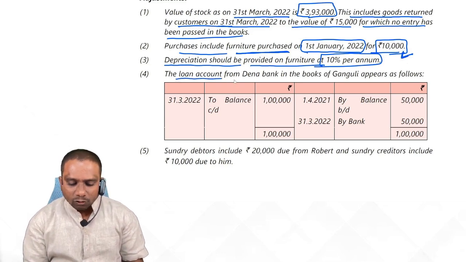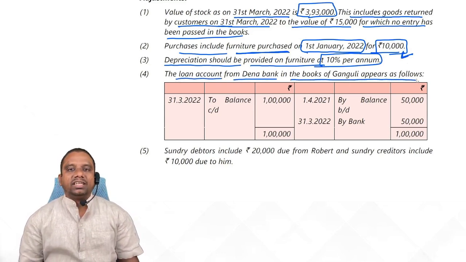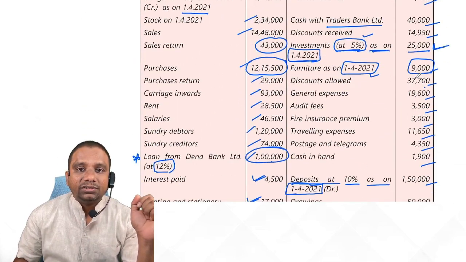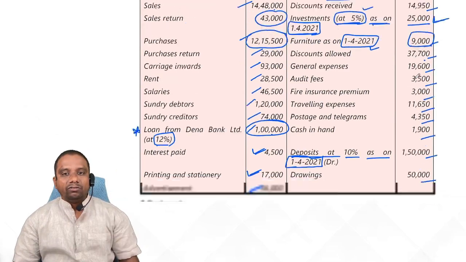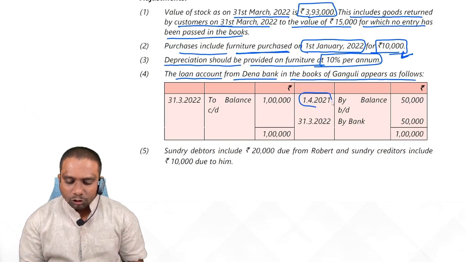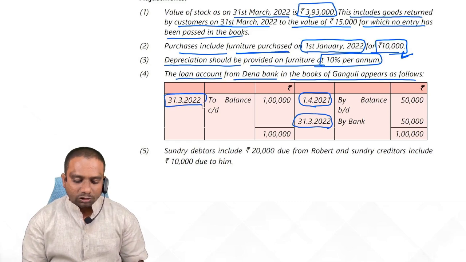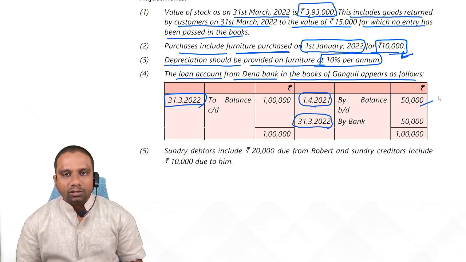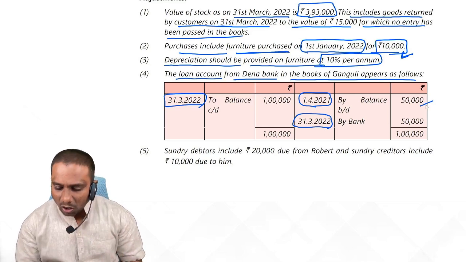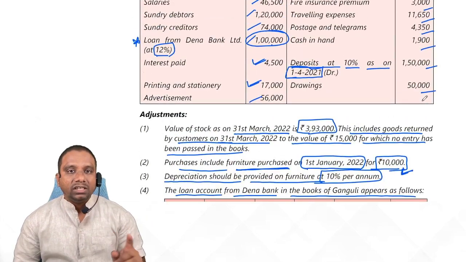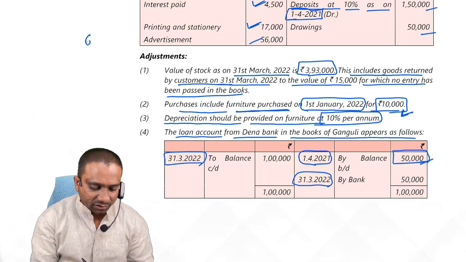Next one, the loan account from Dena Bank in the books of Ganguly appears as follows. Here, how much loan account balance is showing in the trial balance? 1 lakh. But how did this 1 lakh arise? See, observe the dates here: 1/4/2021 year beginning, 31/3/2022 year ending. Generally, loan account shows which balance? Credit balance, 50,000. So it means on 50,000 rupees we have to calculate interest for the full year at 12%. Means how much? 6,000.